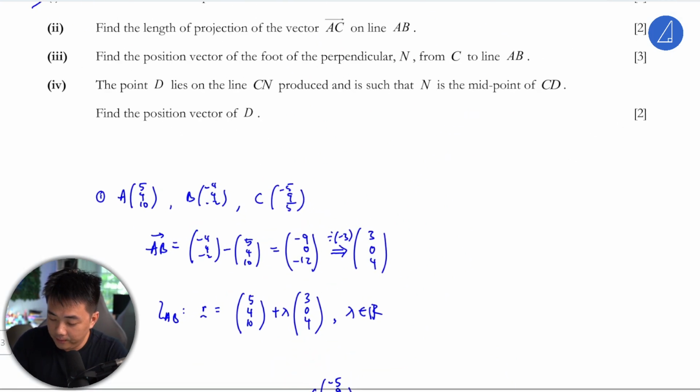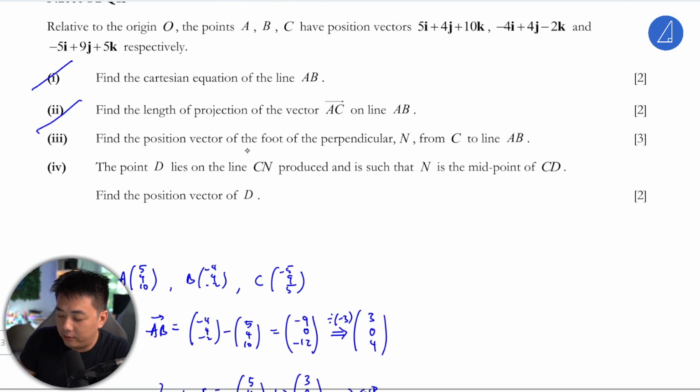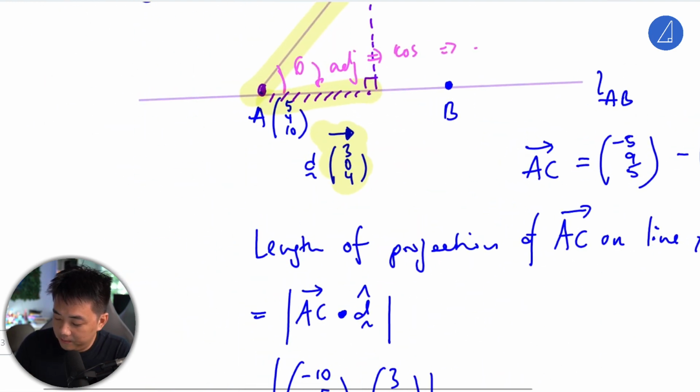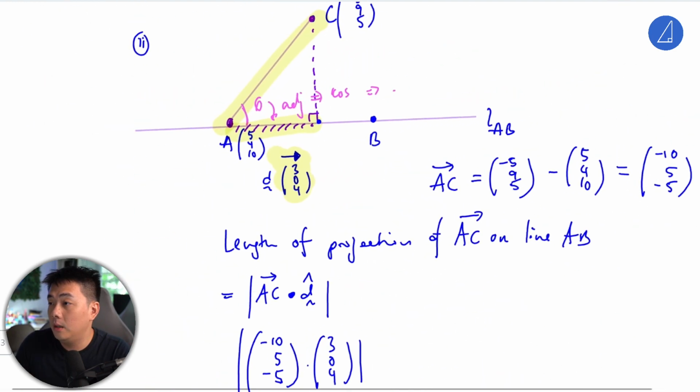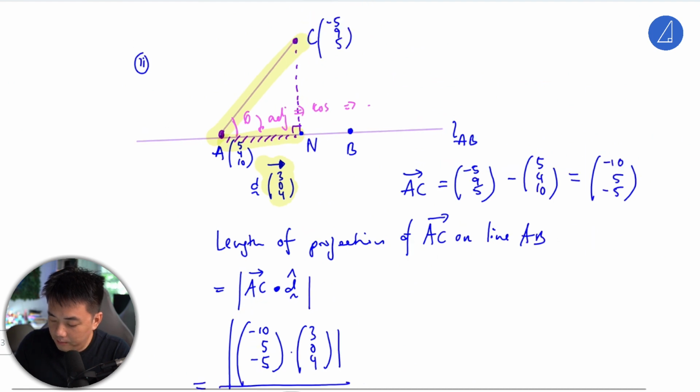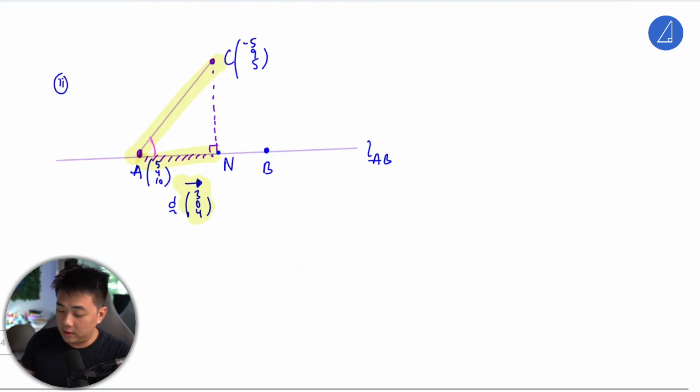Let's look at part 3. Find the position vector of the foot of the perpendicular, N, from C to line AB. The foot of the perpendicular will be this guy here. This is N. I think this is a pretty standard question.